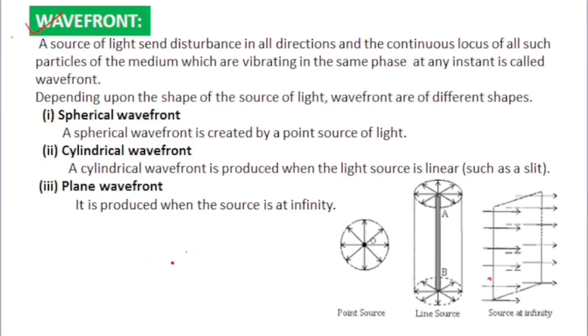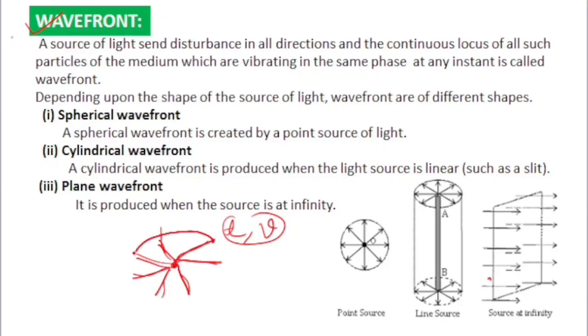Suppose there is a source of light, right? And this source of light sends disturbance in all possible directions. So suppose after time t, in one medium velocity of light is v. So after time t, it travels a distance v into t. All these distances are same after time t. Now if you draw the locus of these particles, all these particles which are traveling the same distance are vibrating in the same phase. So locus of all these particles which are vibrating in the same phase is called wavefront.